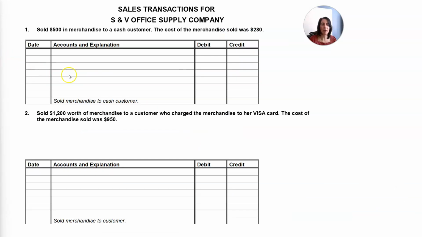All right, so now let's get into selling transactions. We've done with purchases, let's talk selling. Now, selling has that two-part entry, if you remember we talked about in the very first or second video. We have two pieces. We sold, and we'll show you that right now. If you need the explanation on that, go back to video 2. Sold $500 of merchandise to a cash customer. Cost of the merchandise sold was $280.